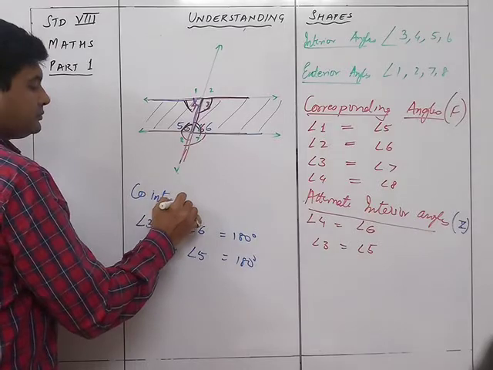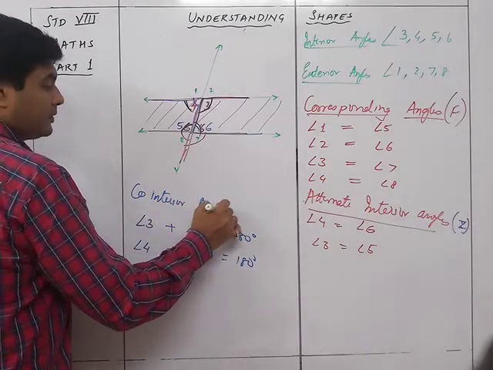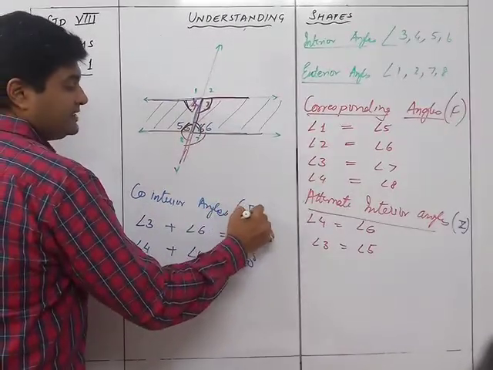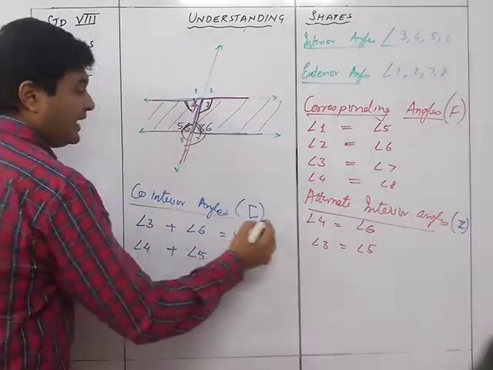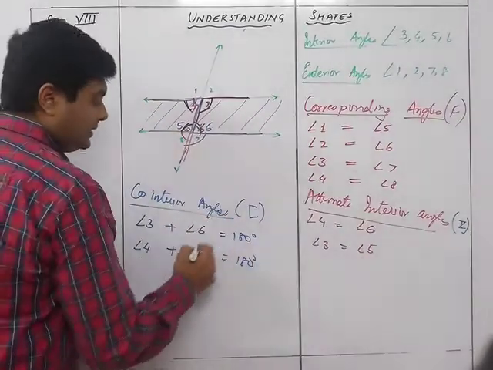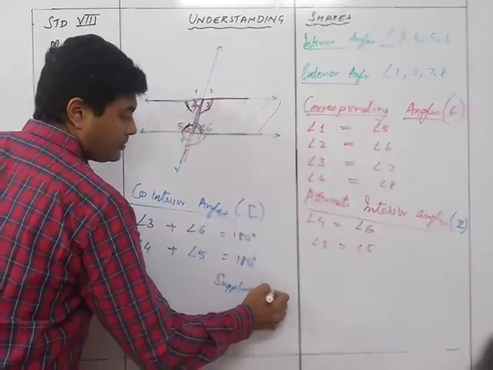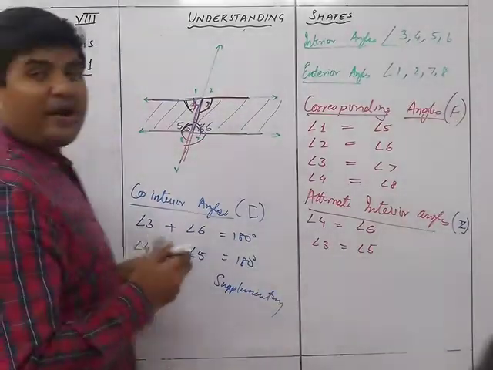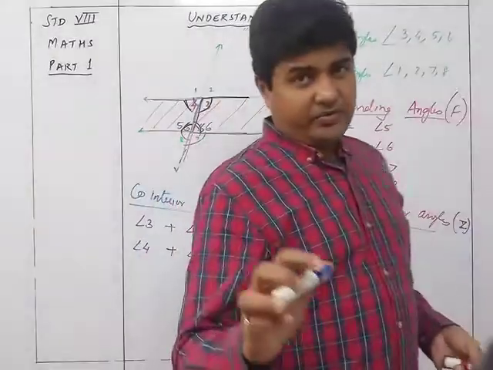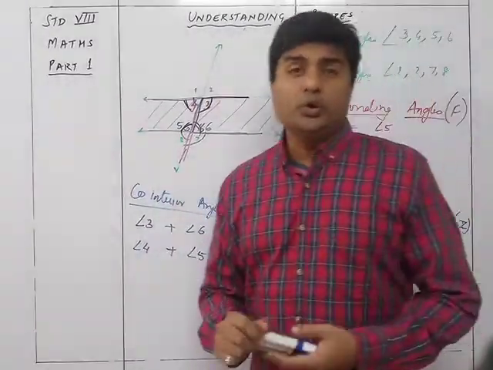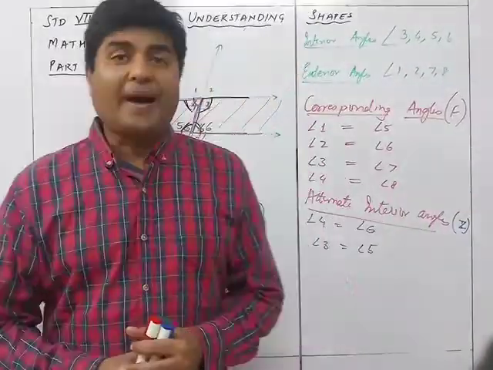So, it is co-interior angles. Formation is a C, and they are not equal, but they are supplementary. So, the co-interior angles are supplementary. So, that is the property that we are going to use for parallel lines.